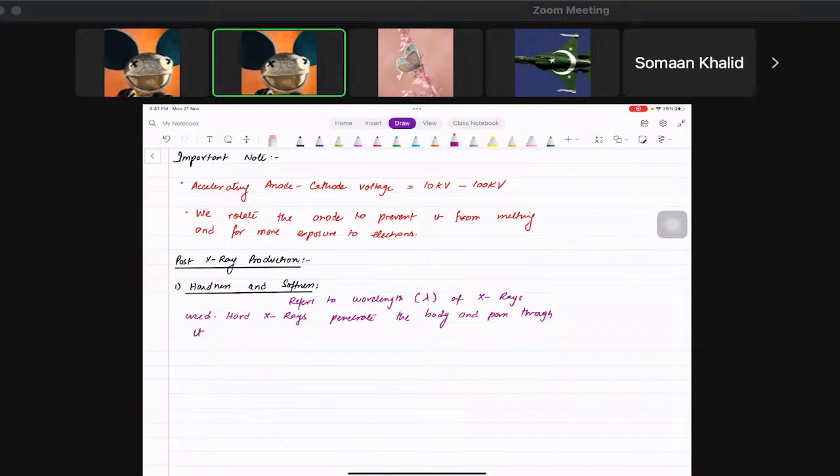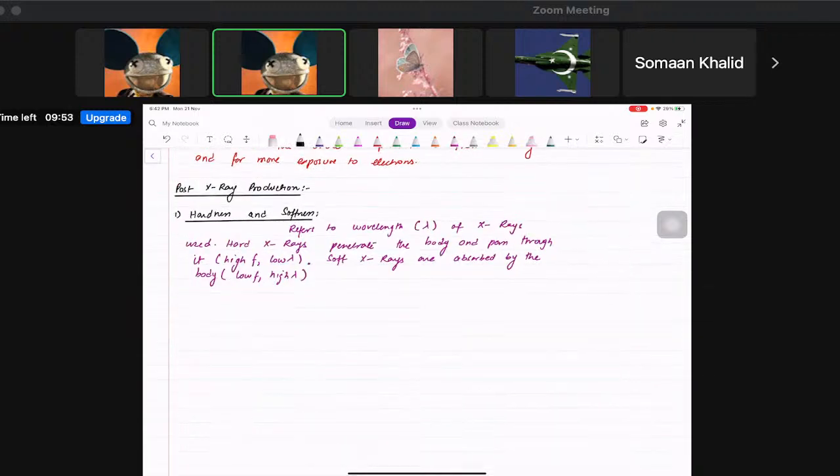And hard X-rays always will have high frequency and low wavelengths compared to other X-rays. Okay, and the soft X-rays are absorbed by the body. And you guys need to remember, soft X-rays have low frequency compared to others and high lambda. Alright, like that. Okay.